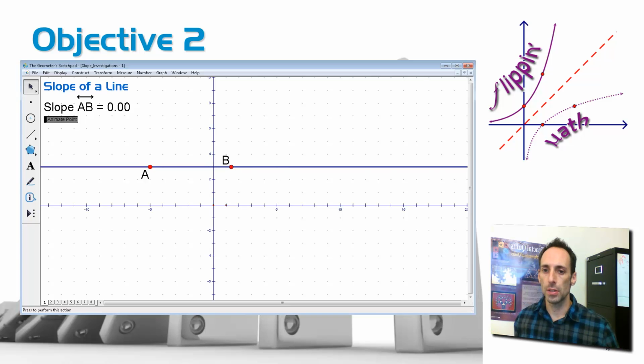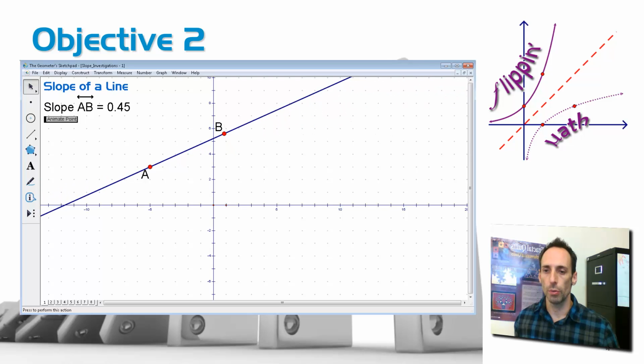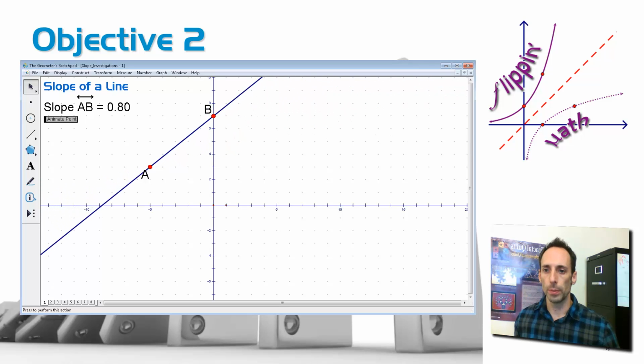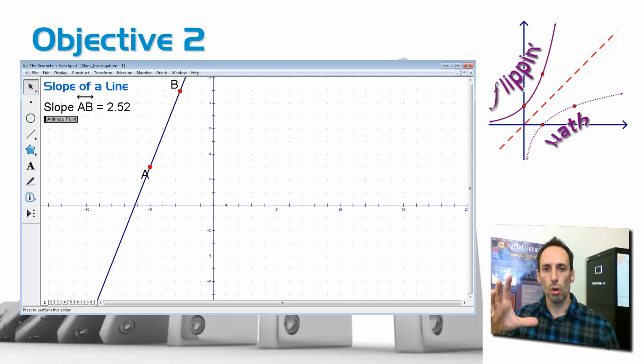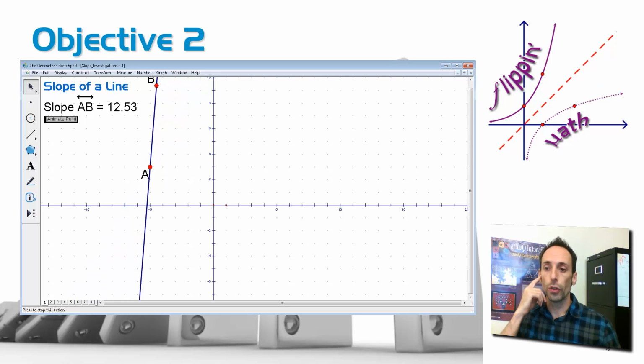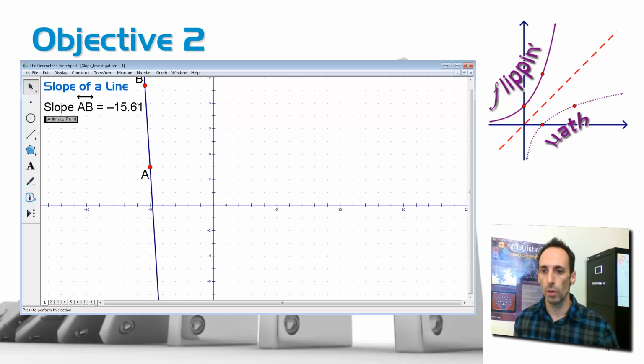So let me just animate this point B, so it's just rotating around. Watch that slope number. See the number? I can see that it's getting larger, or I should say further and further away from 0. Look at this, how vertical it is. It's pretty close to vertical, not quite there yet. 14.56. Oh, do you see what happens? Now, past the vertical, it's switched over to being negative.